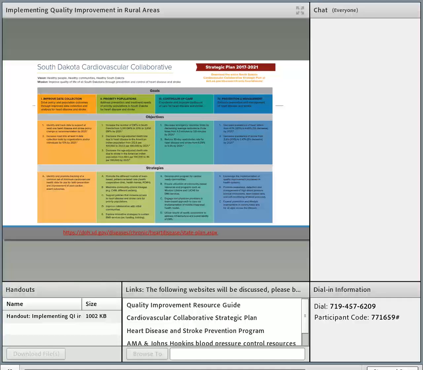During today's webinar, we'll hear how quality improvement initiatives are implemented in rural areas. First, we'll hear from Leanne Kaufman on Huron Clinic's new self-measured blood pressure monitoring program. And then we will hear from Susan Johansson regarding quality improvement in the primary care setting, addressing diabetes, which we all know is a common comorbidity among those diagnosed with cardiovascular disease.